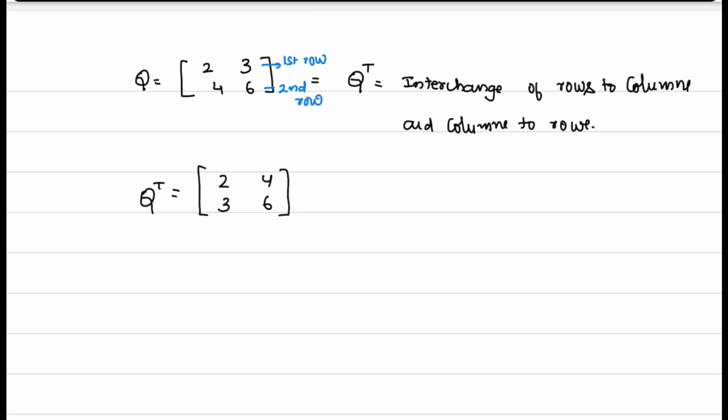First row will become the first column, and the second row will become the second column. Rows and columns interchange, then the transpose of a matrix is formed. Now, what about the inverse? We have told you already: from the characteristic equation, that is the best way of finding the inverse.